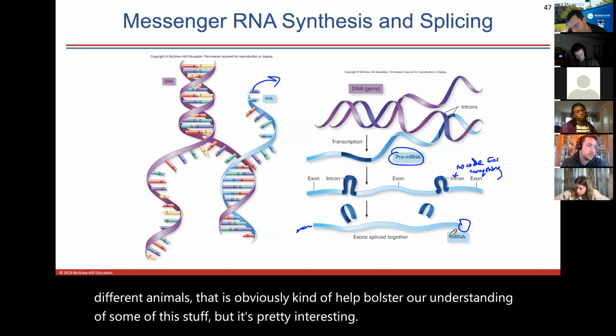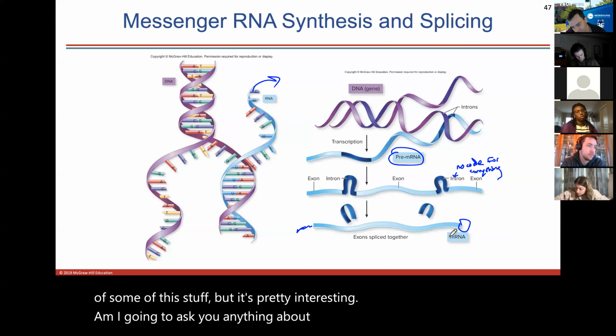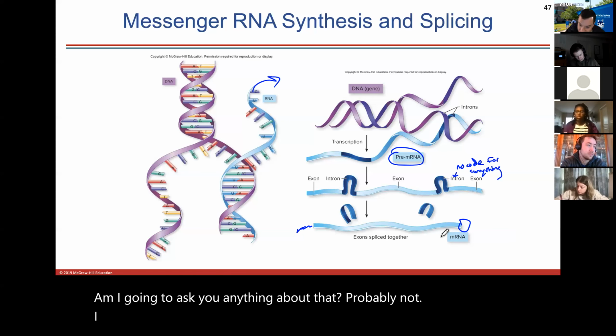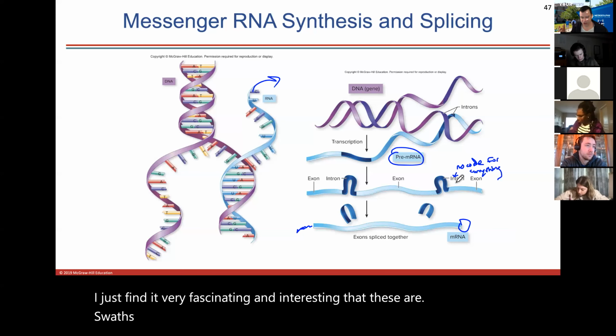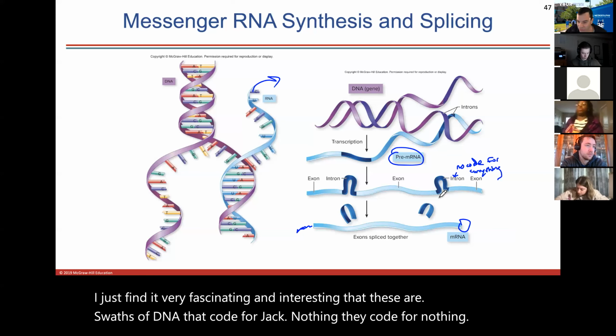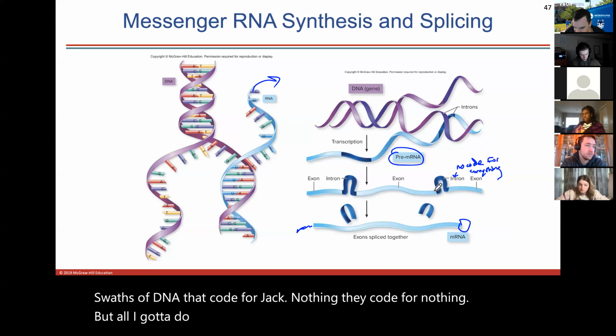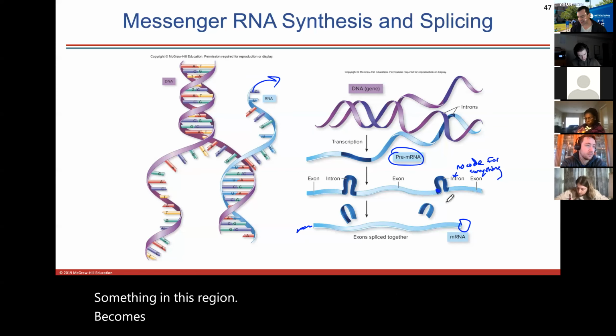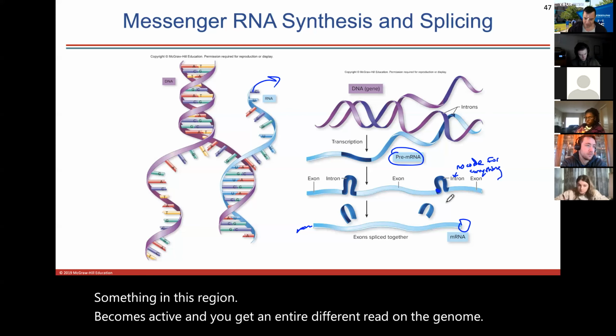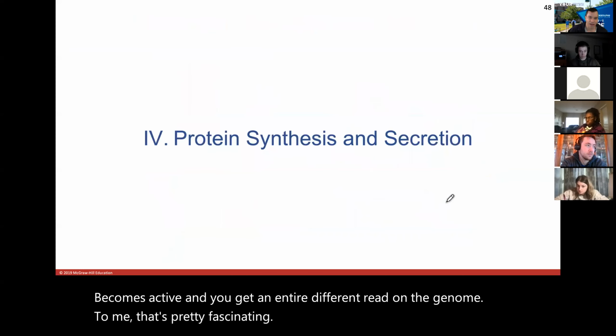Am I going to ask you anything about that? Probably not. I just find it very fascinating and interesting that these are swaths of DNA that code for jack nothing. They code for nothing. But all I got to do is misread this sucker right here, and all of a sudden, something in this region becomes active, and you get an entirely different read on the genome. And I don't know, to me, that's pretty fascinating, aside from them not doing a damn thing.